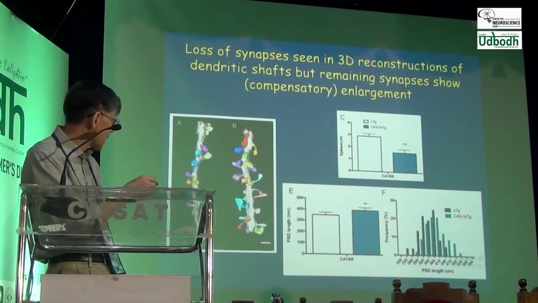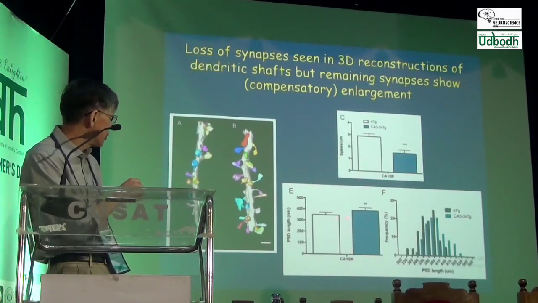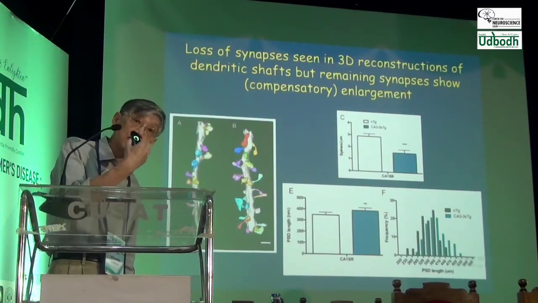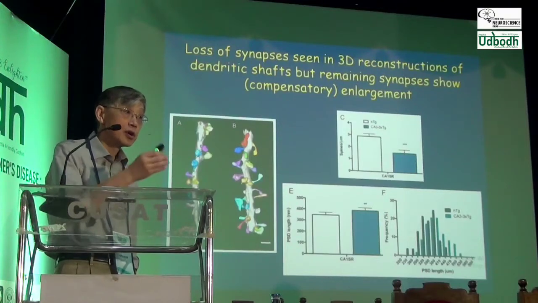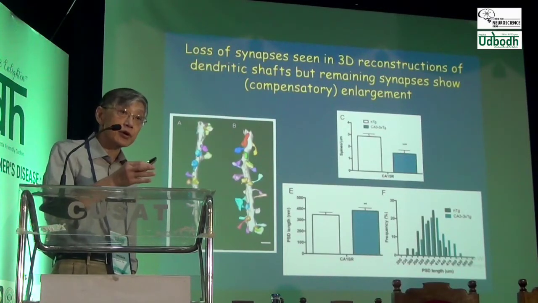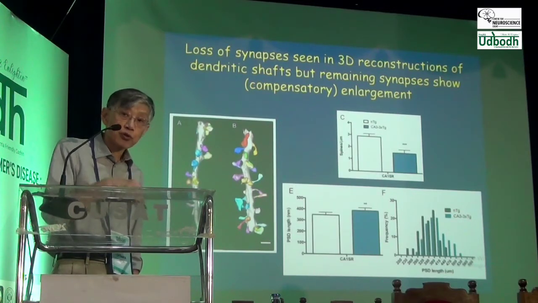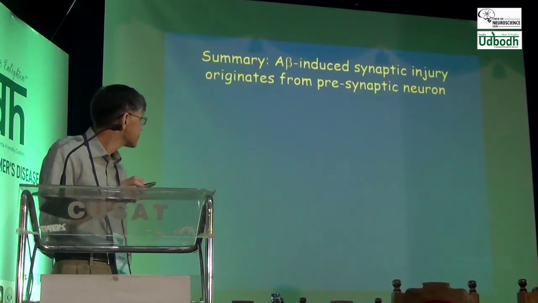Okay, and in fact, the residual, the remaining spines are actually a little bigger. And that's been noted by others before, which is initially when there's some synapse loss, the remaining synapses get bigger, presumably as a way to try to maintain synaptic transmission so that you get stronger synapses.